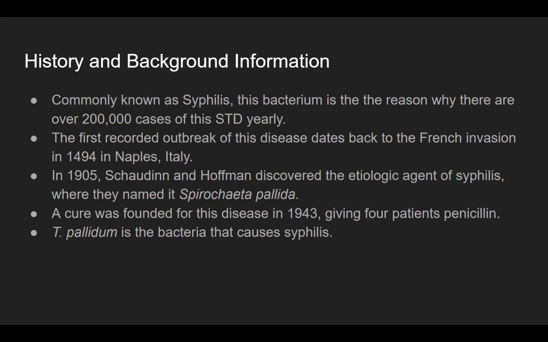In 1905, Schaudinn and Hoffmann discovered the etiologic agent of syphilis, which they named Spirochaeta pallida. A cure was found for this disease in 1943, giving patients penicillin. T. pallidum is a bacterium that causes syphilis.